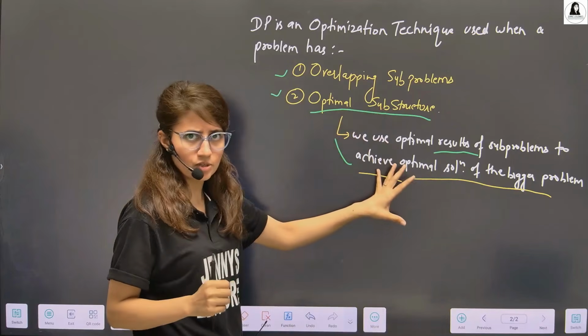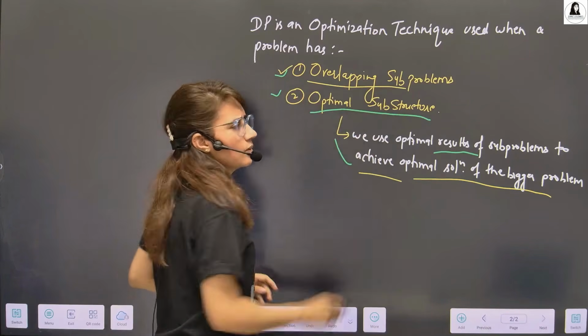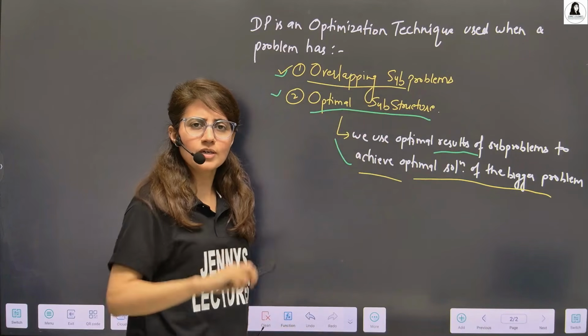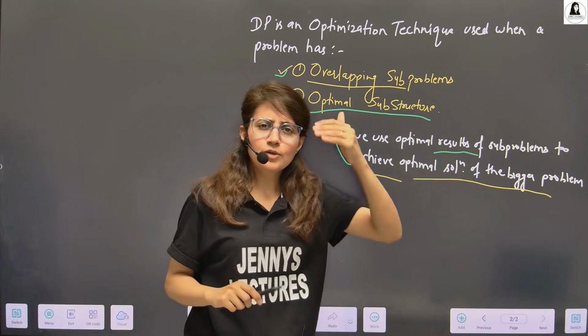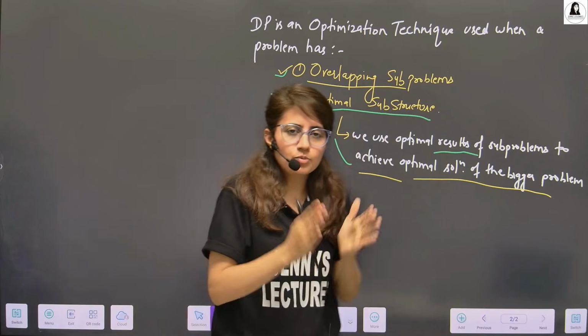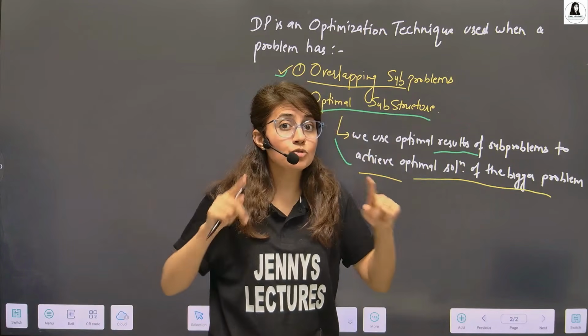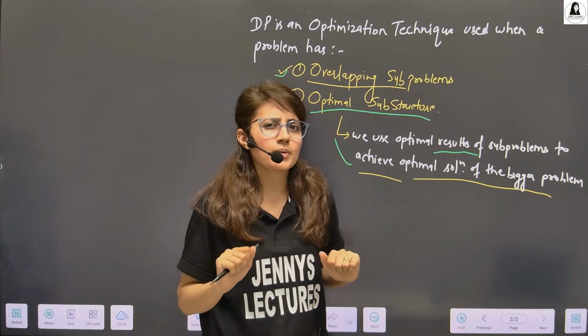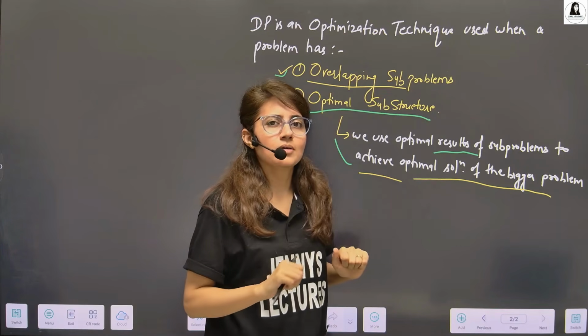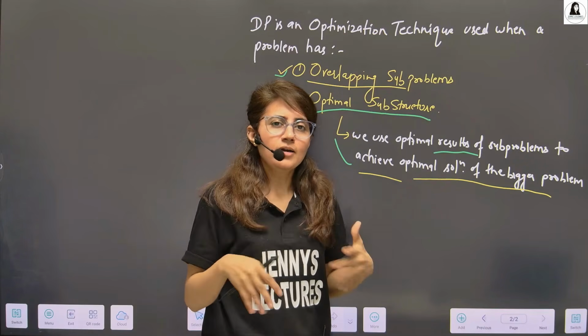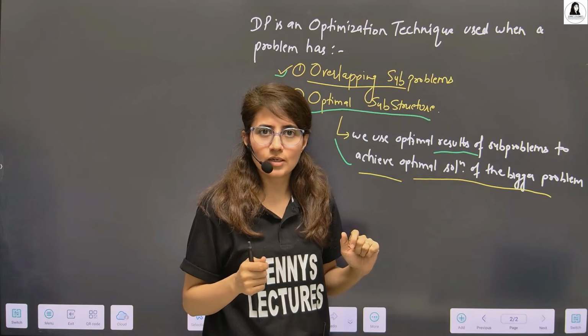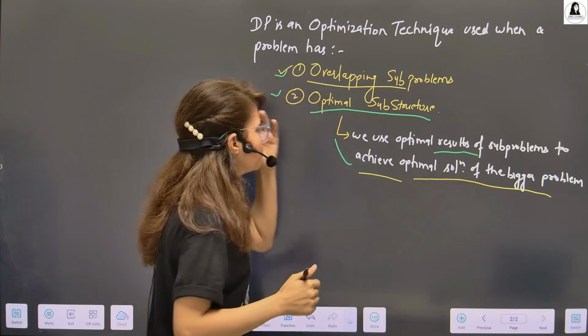That is optimal substructure. What is overlapping sub problems? In divide and conquer technique, I have told you that we divide the problem into sub problems, but these sub problems should be independent. They should not be overlapping. If these are overlapping, we use DP. If these are independent, we can simply use divide and conquer. Overlapping sub problem means what?